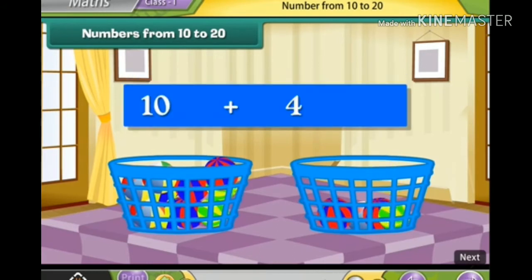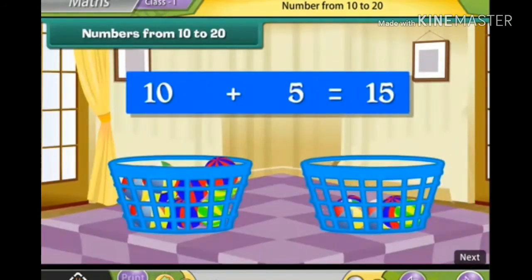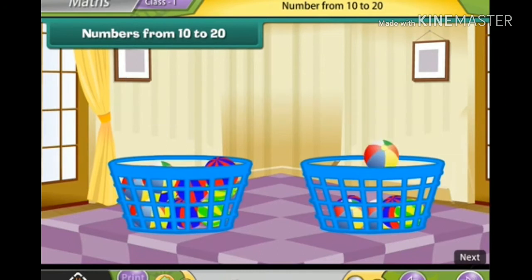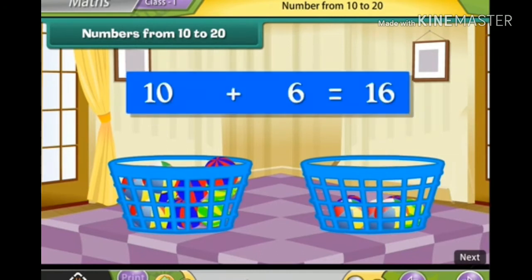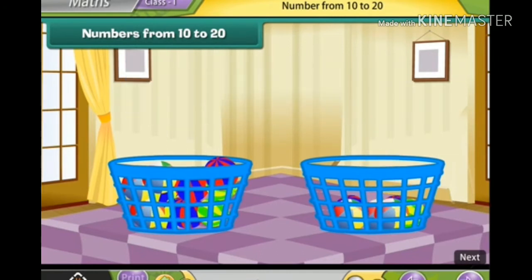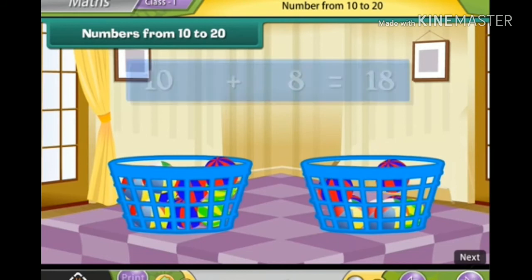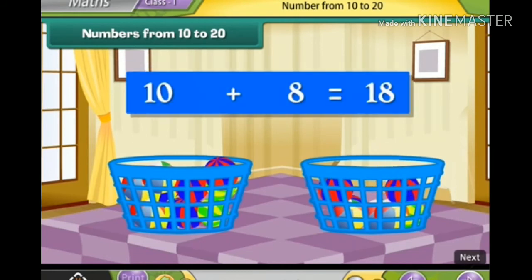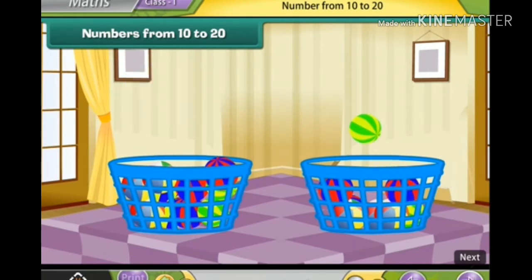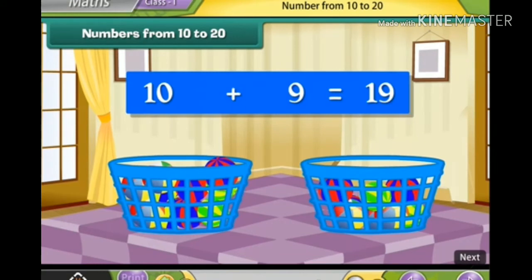Group of 10 plus 4 makes 14. Group of 10 plus 5 makes 15. Group of 10 plus 6 makes 16. Group of 10 plus 7 makes 17. Group of 10 plus 8 makes 18. Group of 10 plus 9 makes 19.